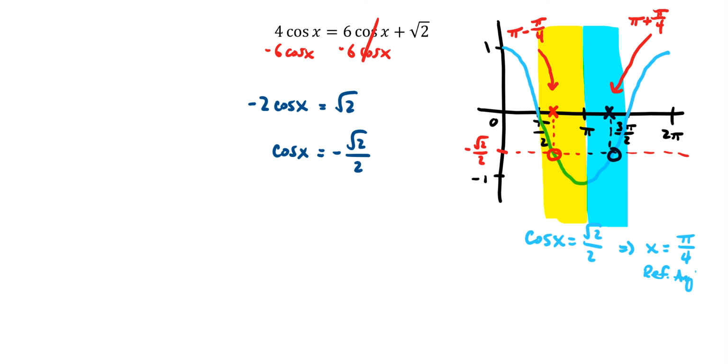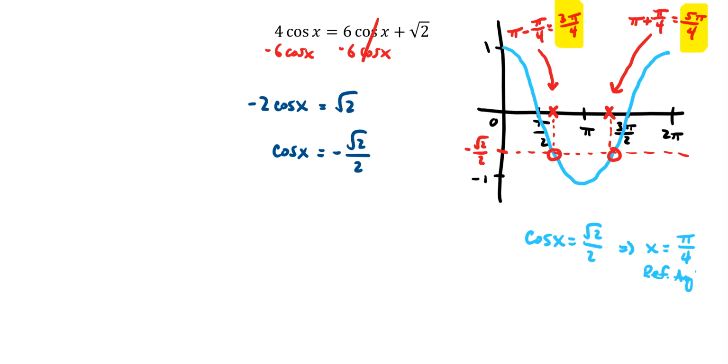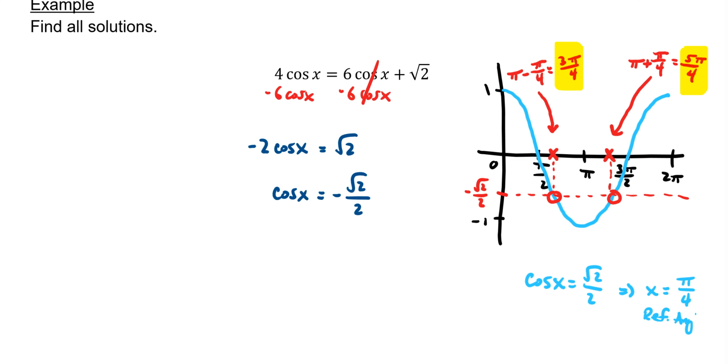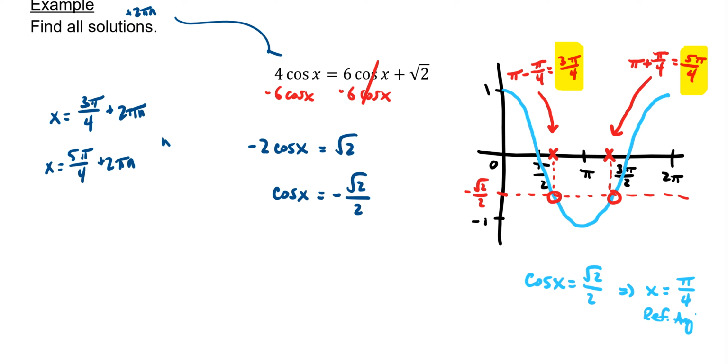So pi minus pi over 4 gives us 3 pi over 4. And then pi plus pi over 4 gives us 5 pi over 4. So get common denominators. These are our two main answers. I'll write them over here on the left. We have 3 pi over 4 and 5 pi over 4. Once again, find all solutions. This is for cosine. Cosine has a period of 2 pi. So we're going to do plus 2 pi n, where n is an integer.